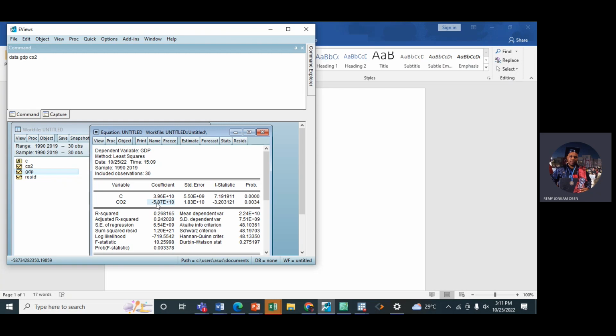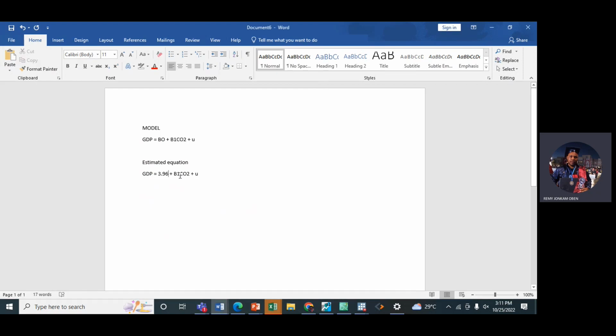Actually, it is minus 5.87. This E plus 10 simply means times 10 raised to the power 10. But let's not complicate it. Let's assume that it is just minus 5.87. That's the coefficient of carbon dioxide. So the coefficient of carbon dioxide is beta 1. So instead of this beta 1, I'll put minus 5.87. Was it minus 5.87? Minus 5.87. So I'll put 5.87. Then my sign here will change to minus.